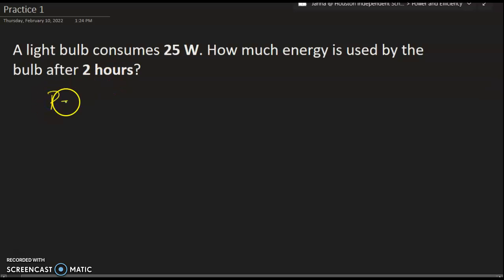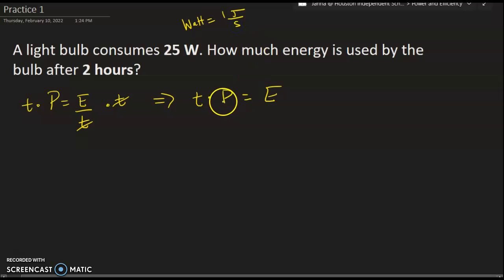For this, we need the equation power equals energy divided by time. We're looking for energy, so if we multiply by time on both sides, that isolates the variable E. Time times power is equal to the energy. Now we just plug in. Remember, from the PowerPoint, a watt is equal to 1 joule per second.